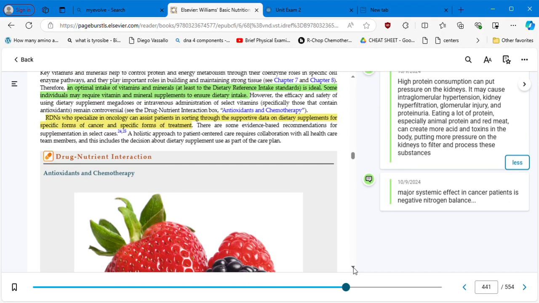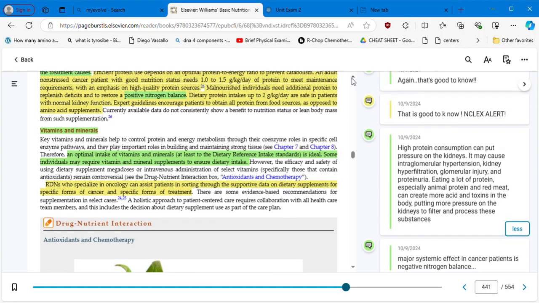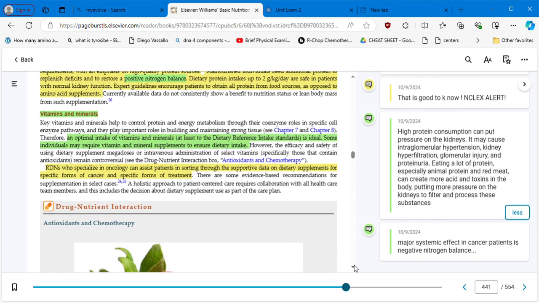Okay, and we need to consider that when talking about protein again. Malnourished individuals need additional protein to replenish deficits and to restore a positive nitrogen balance, because a major systemic effect in cancer patients is negative nitrogen balance, and that's good to know. A major systemic effect in cancer patients is negative nitrogen balance, because of the wasting of lean mass, right?